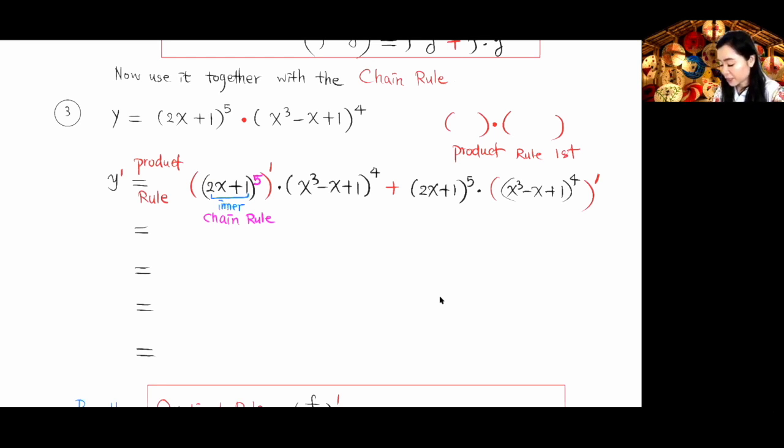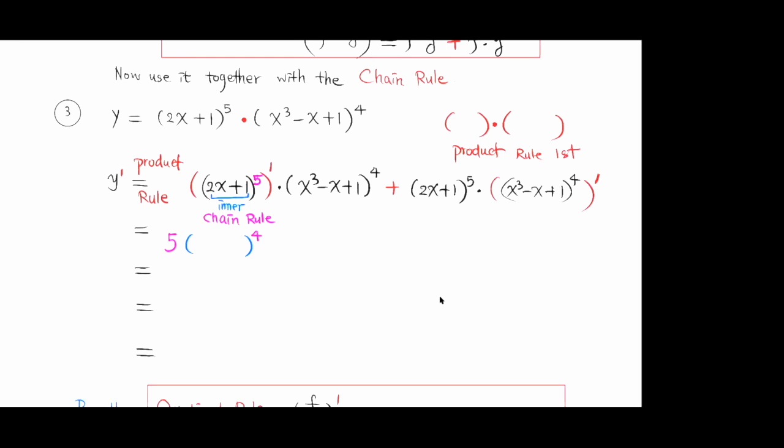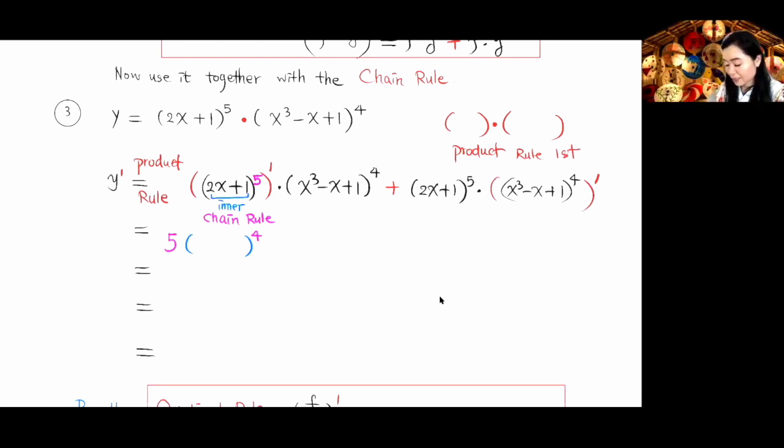Okay. So first, you see that it's a product, so you use the product rule first. Now when you get to this step, this is a composite function, so you use the chain rule at this part right here. We get the derivative of this outer function, u to the 5th power, is 5, and then whatever is inside, to the what power? To the 4th power. Yeah. So leaving the inside alone, I just copy it down. So it's 2x plus 1. You just copy over here.